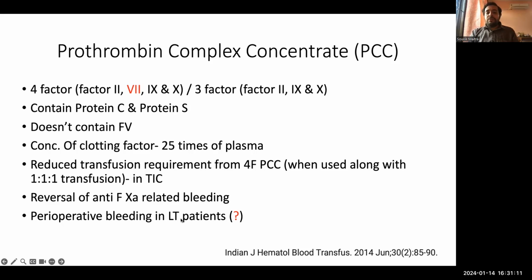4-factor PCC is commonly used for perioperative and intraoperative bleeding in patients who are undergoing liver transplant. Liver transplant is associated with a lot of coagulation abnormality, so it is being used widely in these patients.